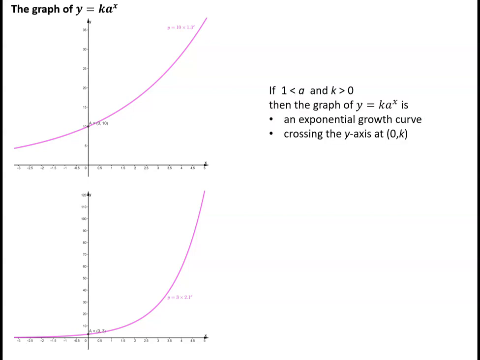So to generalize, we can say that if a is bigger than 1 and k is a positive number, then the graph of y equals k a to the power x is an exponential growth curve which crosses the y-axis at the point 0, k.